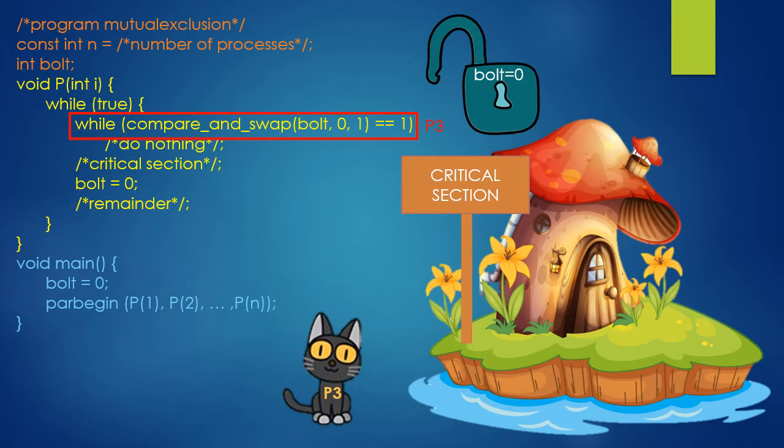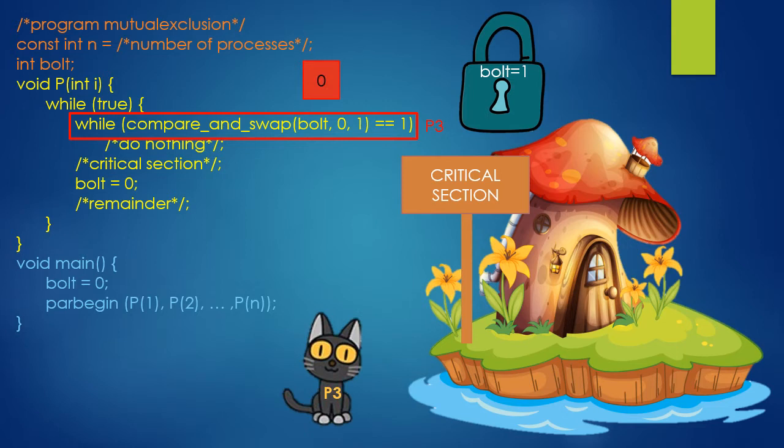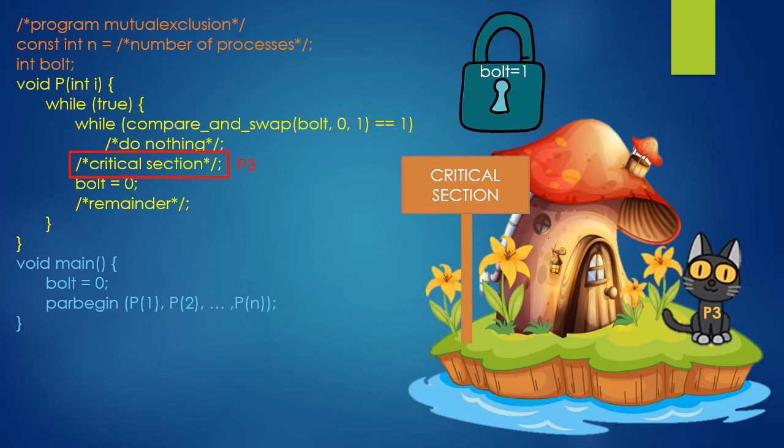Being the fastest, P3 hits the second while loop first and compares bolt with 0. The comparison is true, so bolt is set to 1. Compare and swap returns the old value of bolt, which is 0. The while condition becomes false. P3 does not move into the second while's body. Instead, it lands into its critical section.